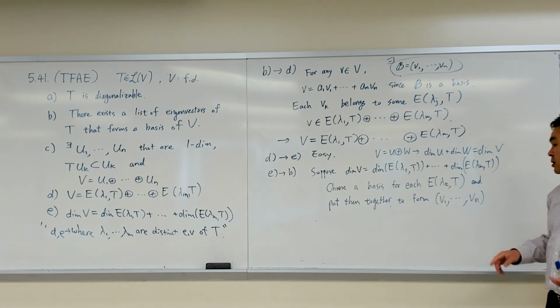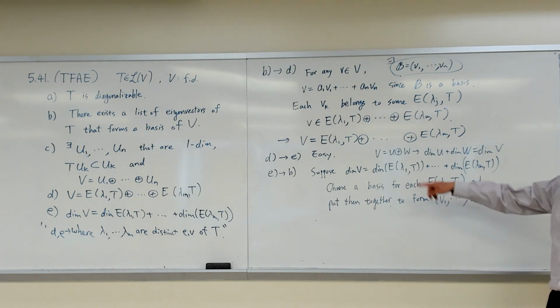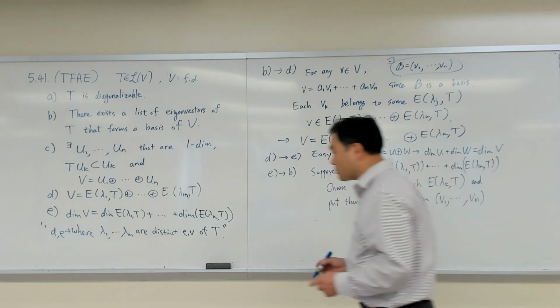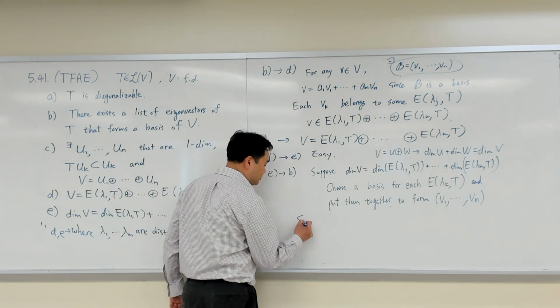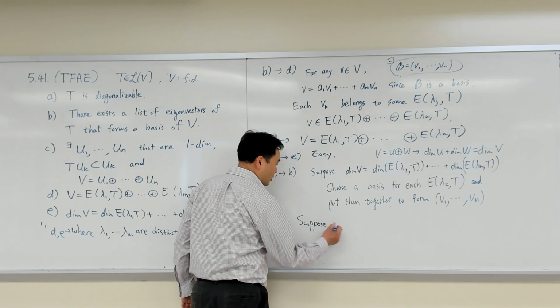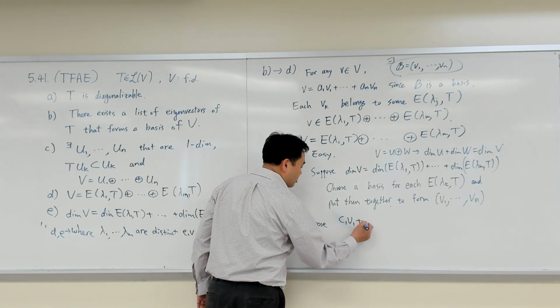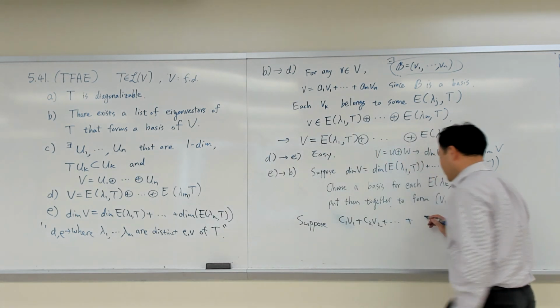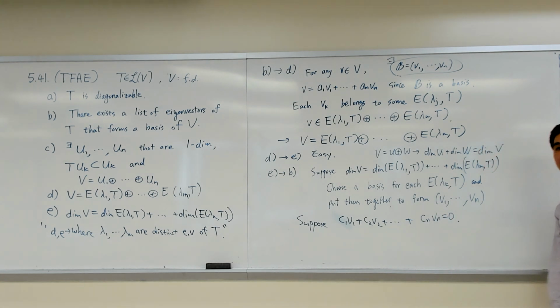Okay. Now we just have to show that either this spans the whole V or this is linearly independent because it's the same size as the dimension. And I'm going to go for showing it's linearly independent. So suppose C1 V1 plus C2 V2 and so on up to Cn Vn is equal to 0. Okay.